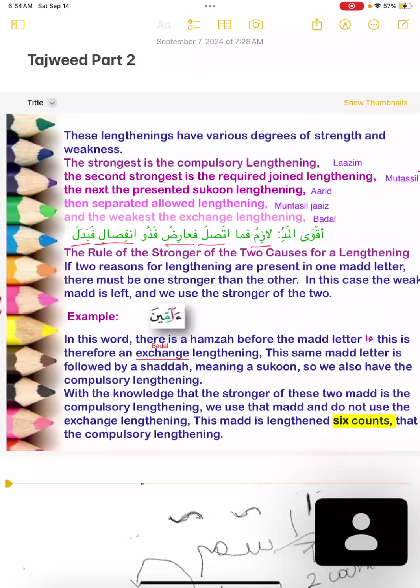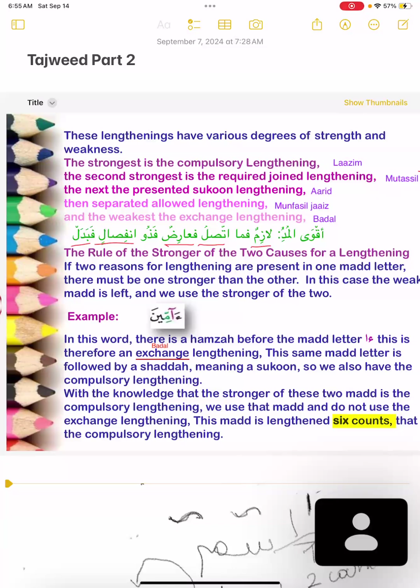Okay, so the rule is the strongest mad that will take the highest priority is mad lazim. Okay, mad lazim is the 6 count mad. And you know mad lazim, what is mad lazim? It's mad kalami and mad harfi, right? So mad lazim comes under that category. So these mads are stretched to 6 counts. So these are the strongest mads. They are highest in priority. Okay, so you'll give priority to this mad when it comes with other mads in an ayah. Okay, so the strongest is the mad lazim.